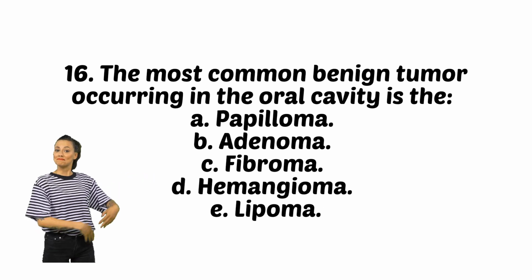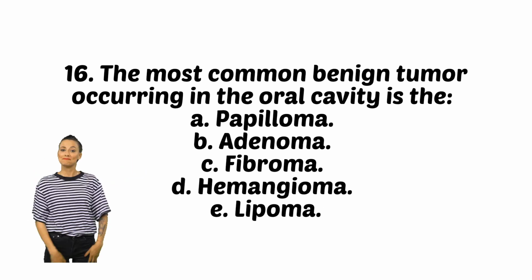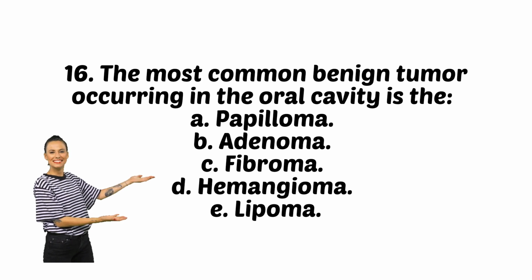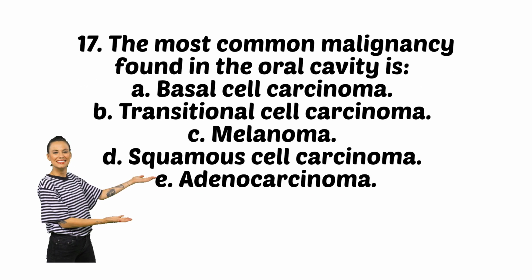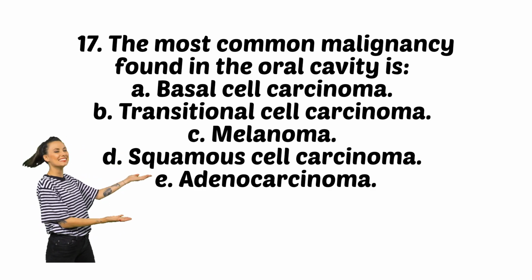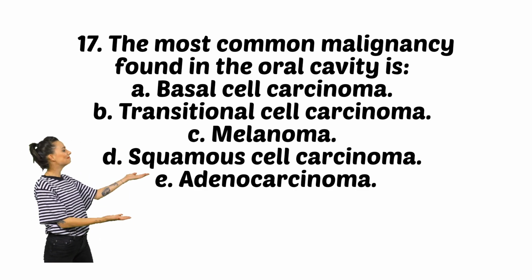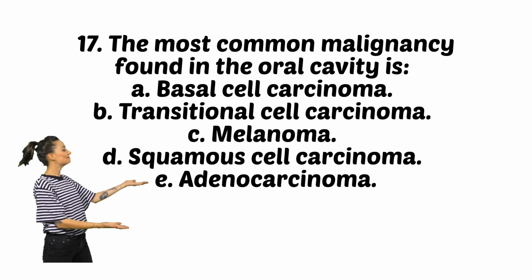Ranula. 16. The most common benign tumor occurring in the oral cavity is the: A. Papilloma, B. Adenoma, C. Fibroma, D. Hemangioma, E. Lipoma. Option C is correct. Fibroma. 17. The most common malignancy found in the oral cavity is: A. Basal cell carcinoma, B. Transitional cell carcinoma, C. Melanoma, D. Squamous cell carcinoma, E. Adenocarcinoma. Option D is correct.